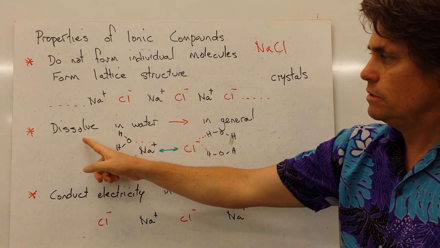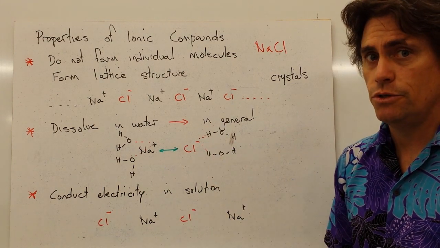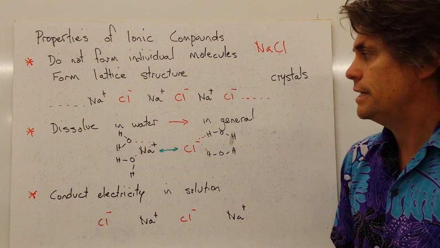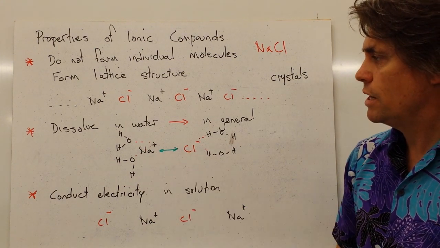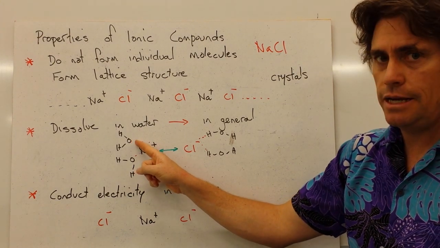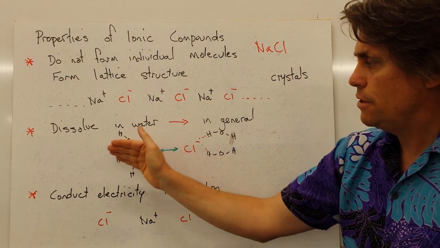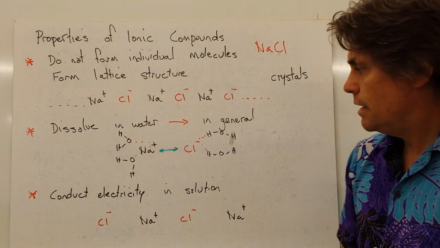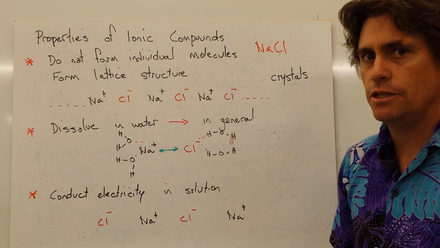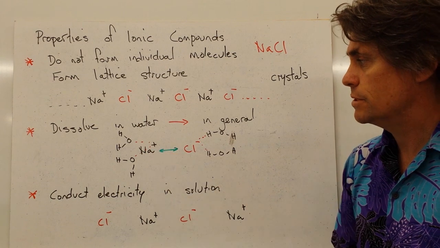Now, in general, ionic compounds also dissolve in water. That's in general. Not all of them do, and some are only very slightly soluble. However, we're making a generalisation. So when we put sodium chloride into water, the positive charge of the sodium is attracted to the slight negative charges in the oxygen on the water, so the water molecules pull this sodium apart from the chlorine. And in a similar way, the negative charge on the chlorine is attracted to the slight positive charge in the hydrogen, so the hydrogens in the water pull the chlorine apart from the sodium as well.